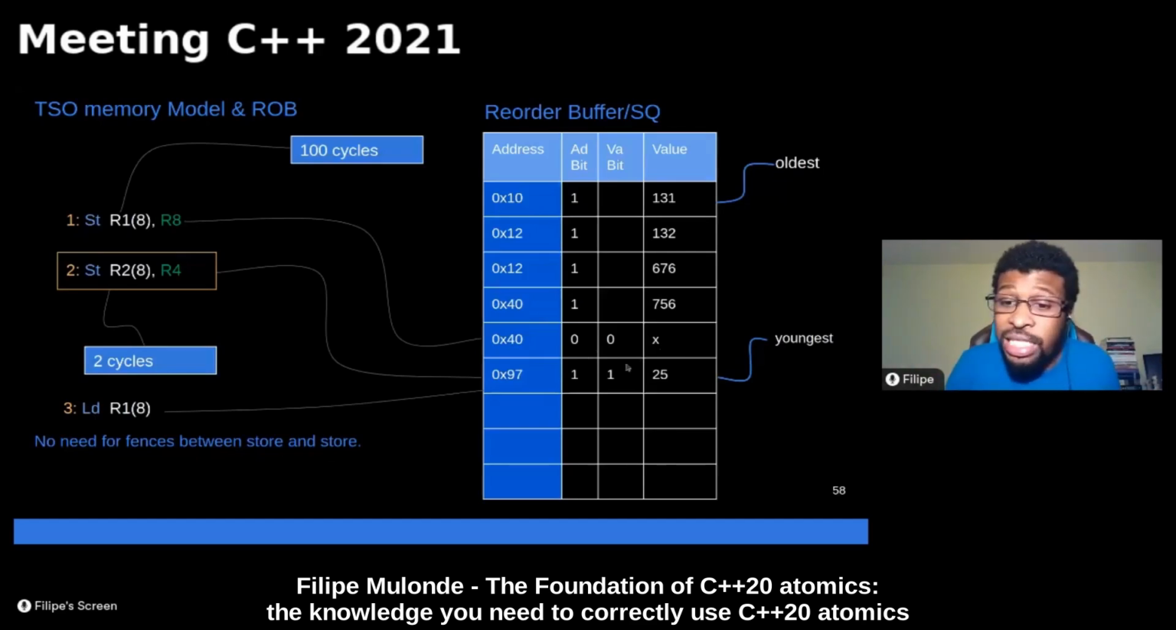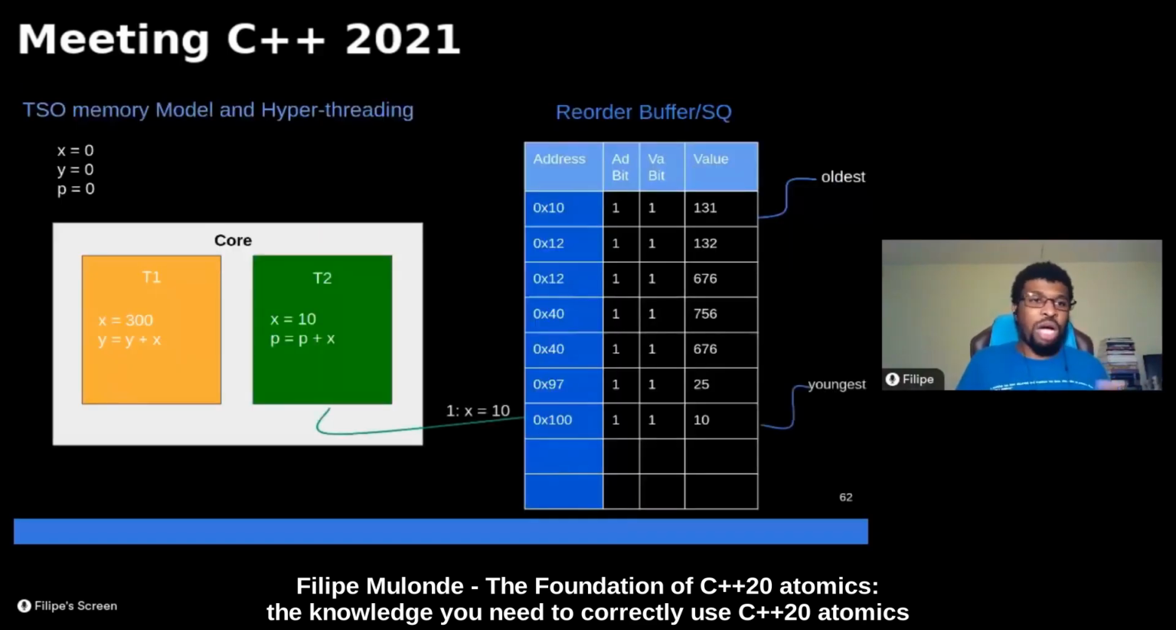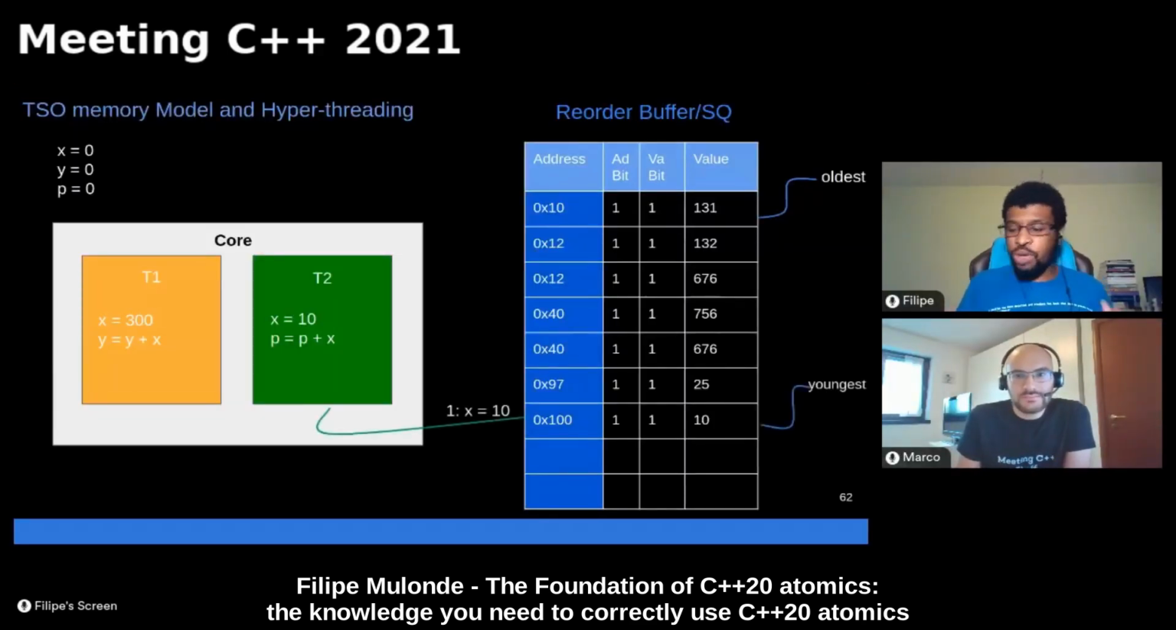And this value is in the reorder buffer, and it only exits when the store becomes the oldest instruction in the reorder buffer. So I think I will conclude. I have more here, for example on how the reorder buffer interacts with hyper-threading, but I don't think we have time to go through this. So thank you very much for attending my talk, and see you next time.